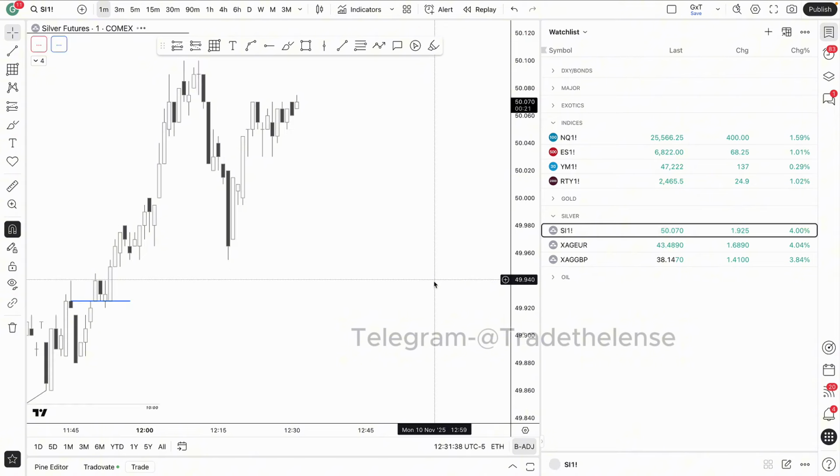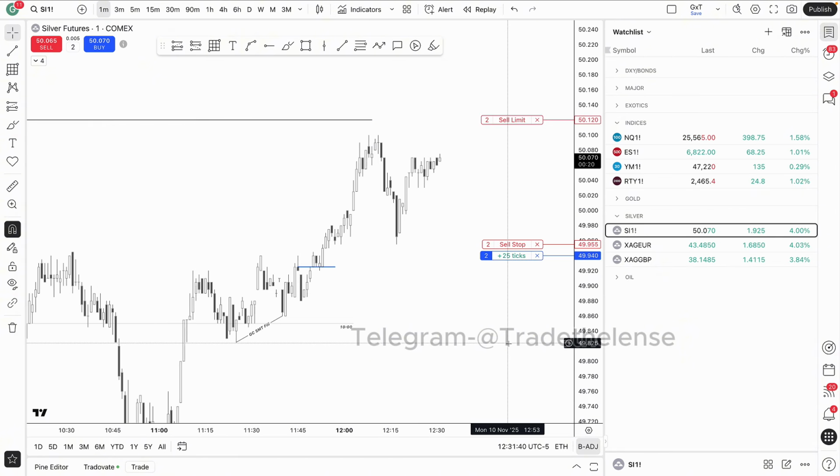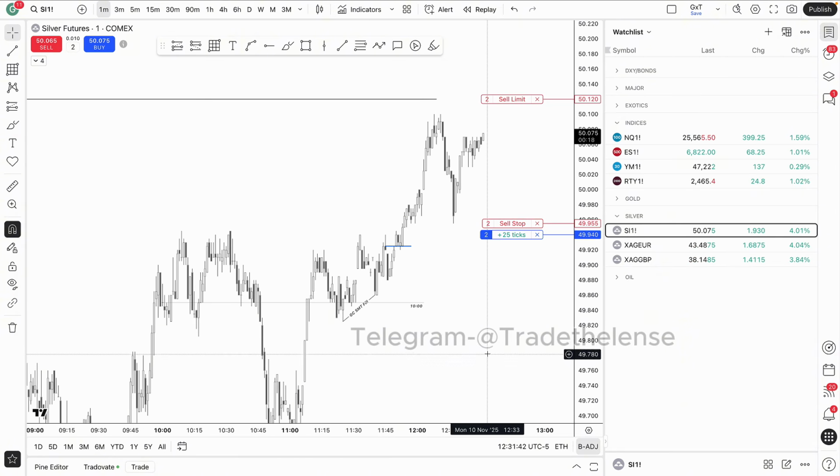So what's silver doing? Dude, silver sucks. It's so slow, man.